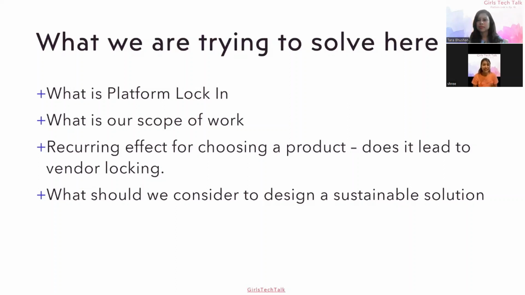So the next slide is: what should be the recurring effect of choosing a product? When we are selecting something, we should think about whether it leads to vendor lock-in. What type of product is it? Is it a CRM product, some kind of ERP, or applications that the company is dependent on, where we don't know how we are going to host or adopt the application, and then we get stuck with that design?